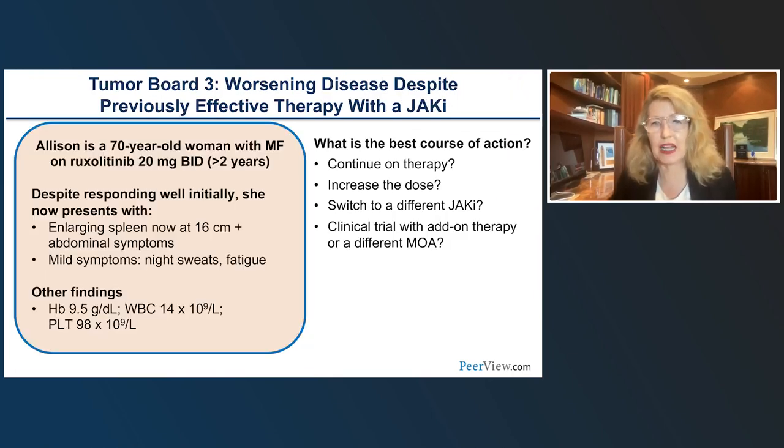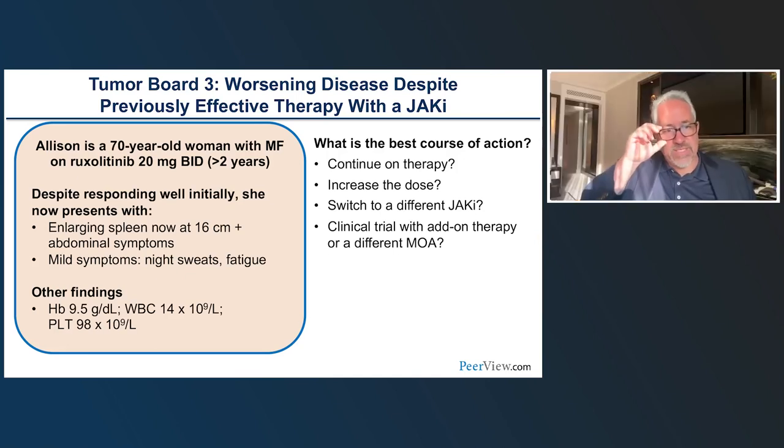So this takes us back to tumor board question number 3. You have Allison, our 70-year-old woman with myelofibrosis, who's been on ruxolitinib 20 milligrams twice a day for over 2 years, who, despite responding well initially, now presents with an enlarging spleen, pretty big at 16 centimeters below the left costal margin, with abdominal symptoms, night sweats, fatigue, and then the findings of anemia, slightly elevated white count, and mild thrombocytopenia. So I'll ask Ruben first, what would be your suggested course of action here?